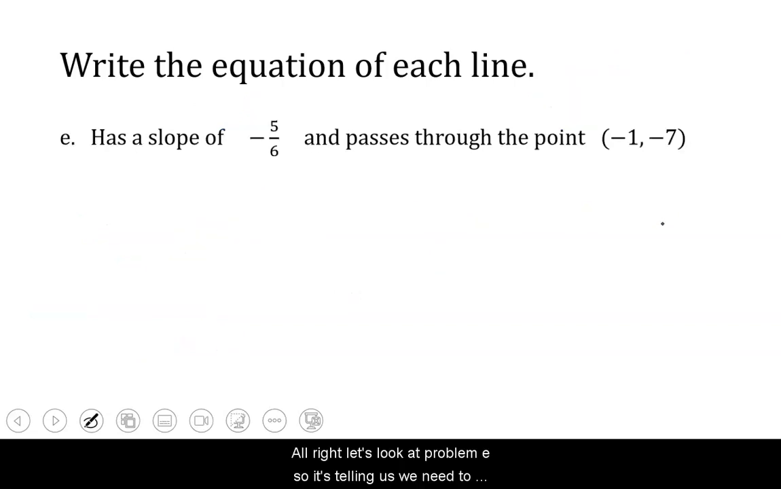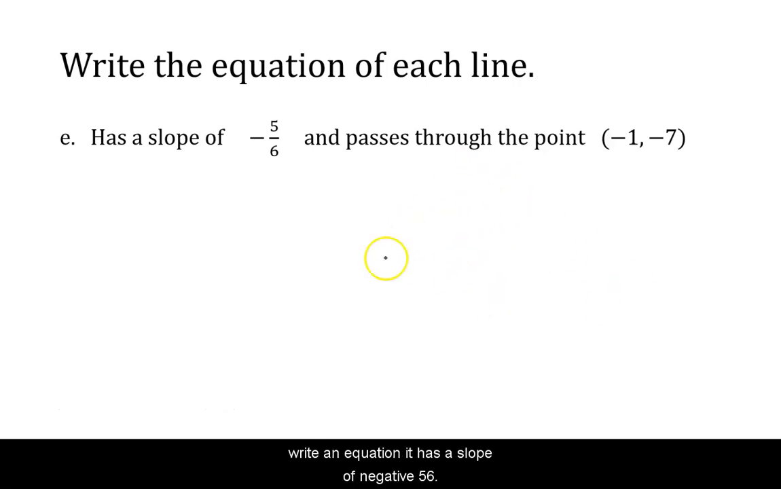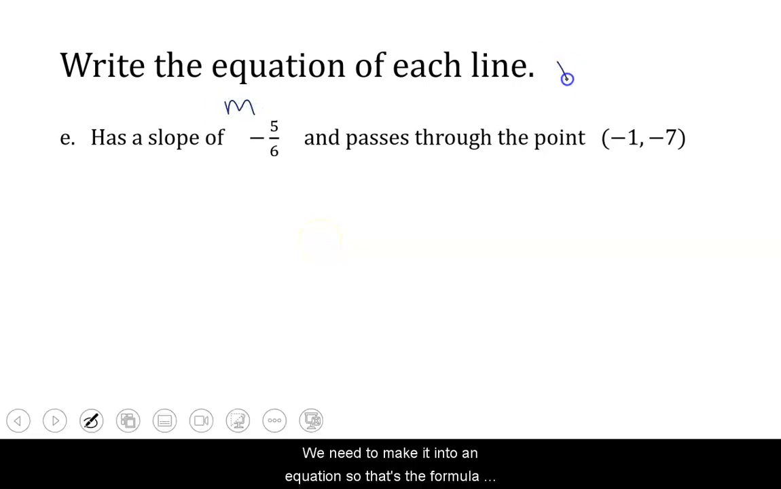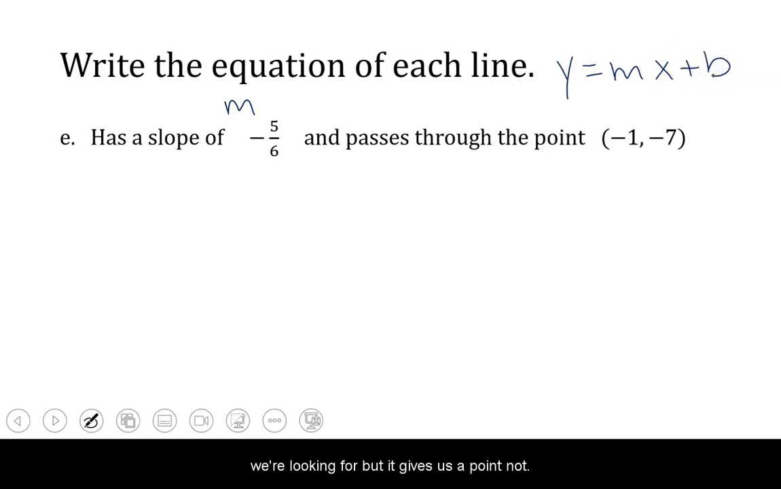All right, let's look at problem E. So it's telling us we need to write an equation. It has a slope of -5/6, and it passes through the point (-1, -7). So we're going to do the same steps. We know this is our slope. We need to make it into an equation. So that's the formula we're looking for. But it gives us a point, not the y-intercept, the b.